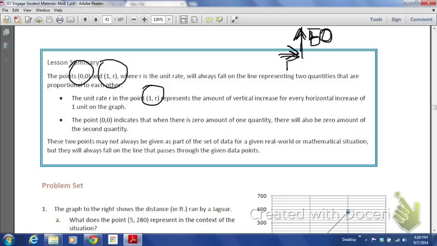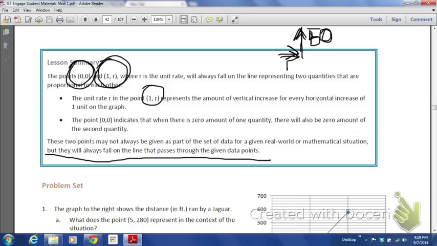These 2 points may not always be given as part of the set of data for a given real world or mathematical situation, but they will always fall on the line that passes through the given data points. So you may be given some data, but you won't necessarily be given the point 0, 0, and you won't be given the point 1, R. But those points can be plotted, and if you plotted them, they will fall on that straight line.